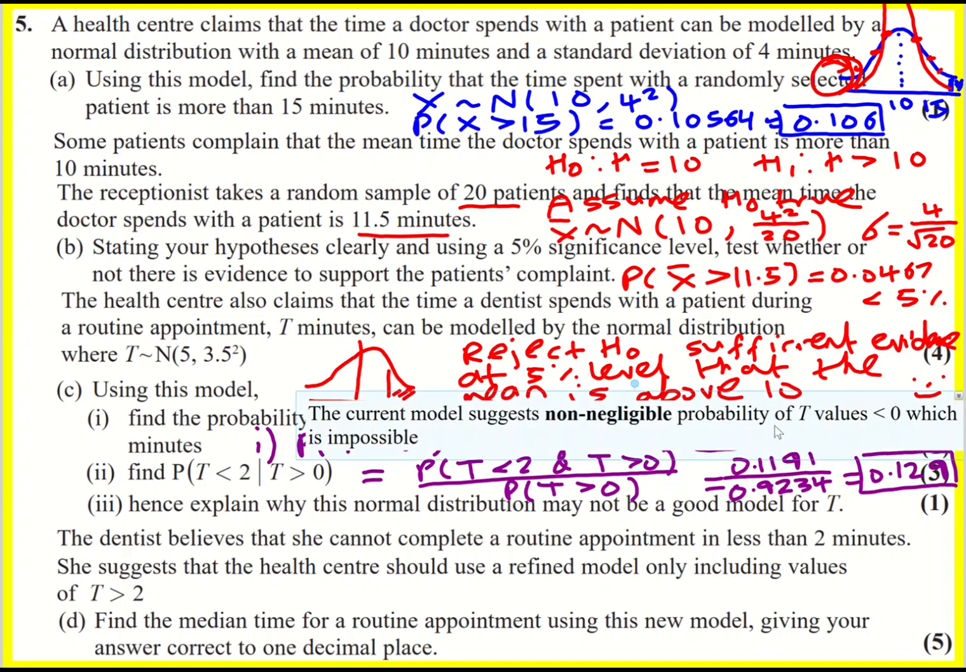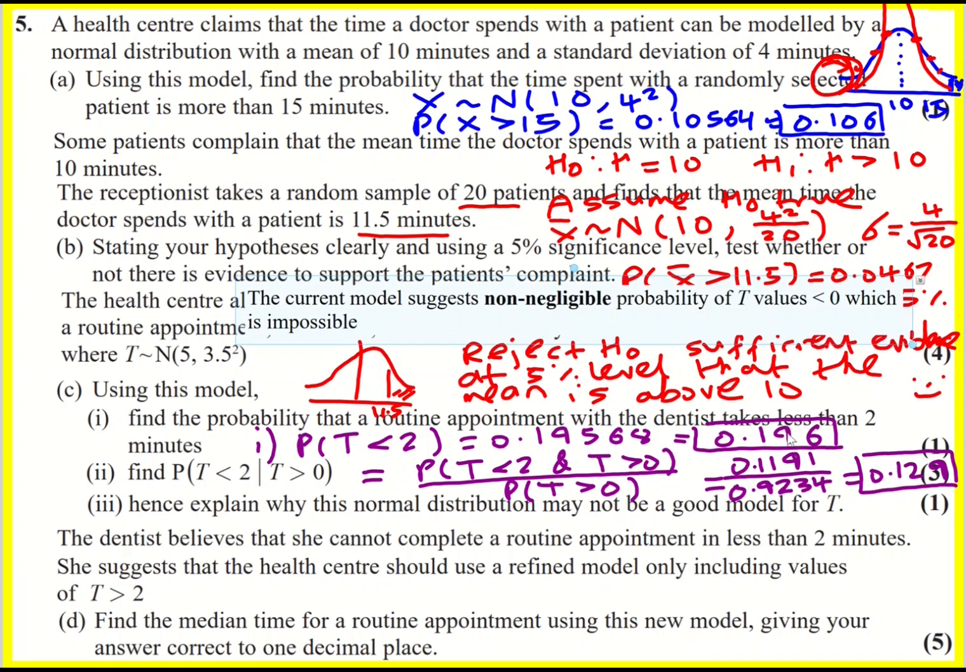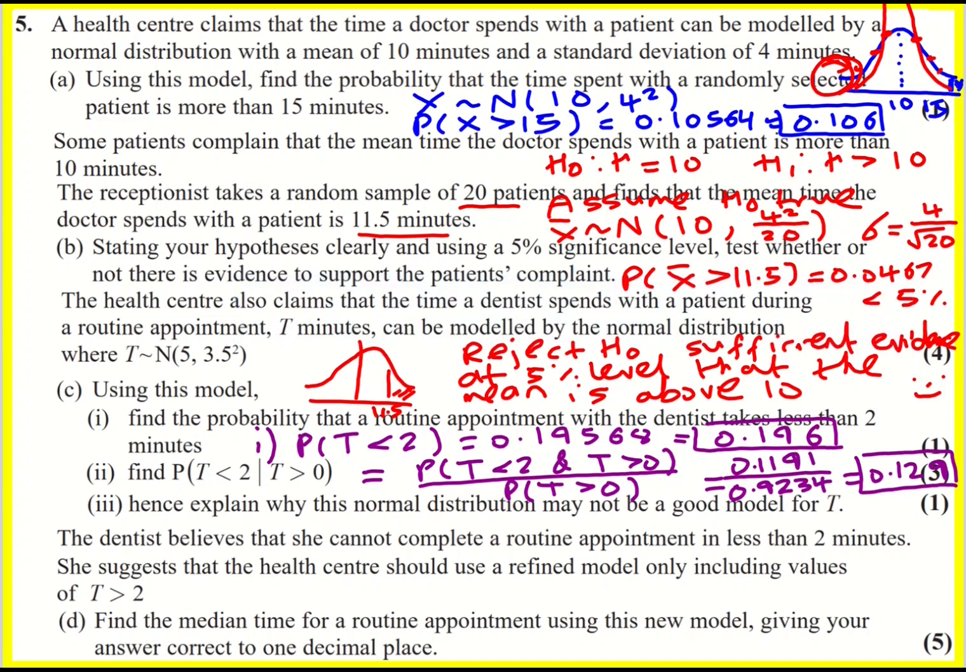The answers, they're a bit more concise. They just say the current model suggests non-negligible probability of t values that are less than 0. Because of the difference in them, you can see it's this like 0.07 that's going to be below 0. And this is impossible, and that's why it won't be a good model. So some words along those lines is all about these two not matching. And why don't they match? It's because this one is getting a lot of the probability from negative time.